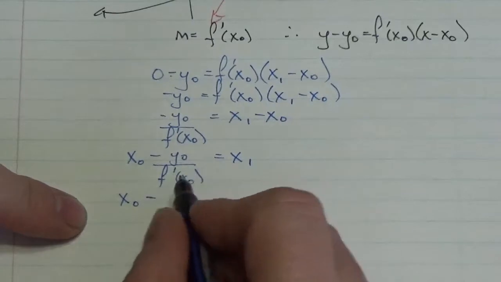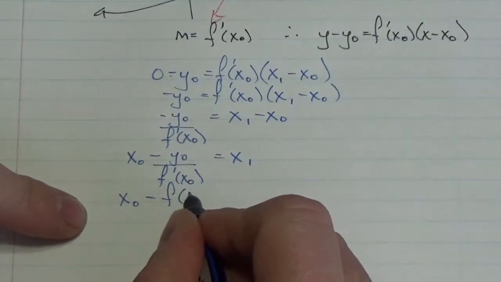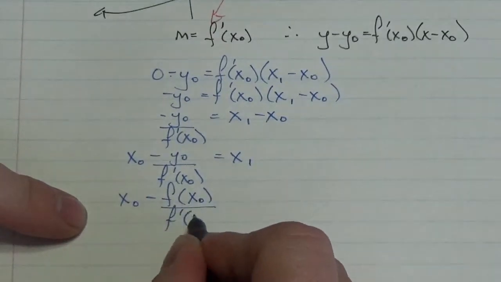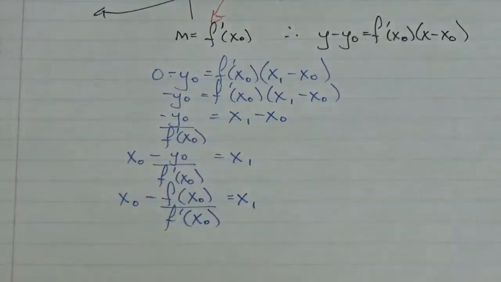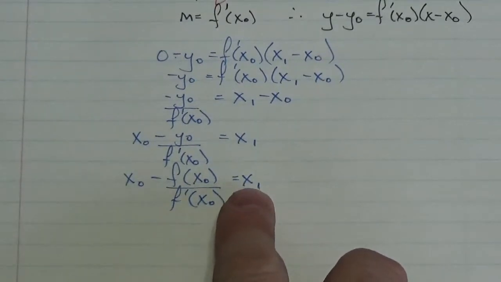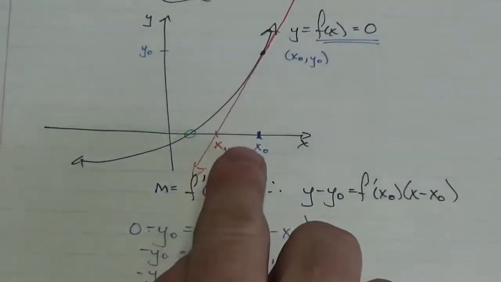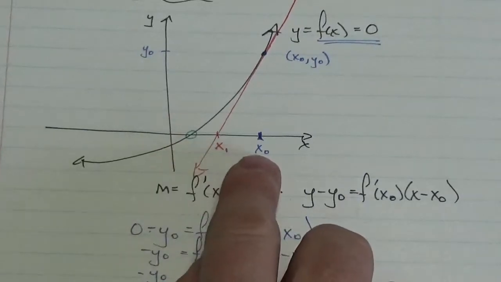x naught minus, now notice that y naught is simply going to be the original function evaluated at x naught, over f primed at x naught, and that is going to equal my x1. Perfect. And so what I have here is this new number, x1, and it is closer to my actual solution than my original guess.